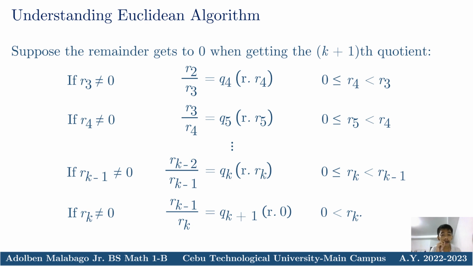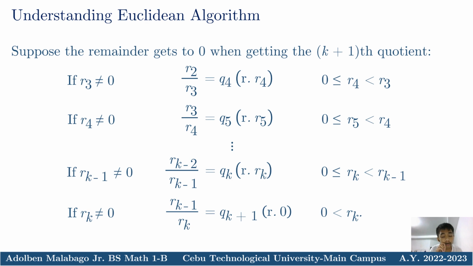So we settled the condition with the k plus 1 quotient, and here, after the fifth quotient and remainder, we had the ellipsis. So we proceed: if r sub k minus 1 is not equal to 0, then r sub k minus 2 over r sub k minus 1 equals quotient sub k and r sub k, where r sub k is less than r sub k minus 1 and greater than or equal to 0. And thus we have the final form on getting the k plus 1 quotient.